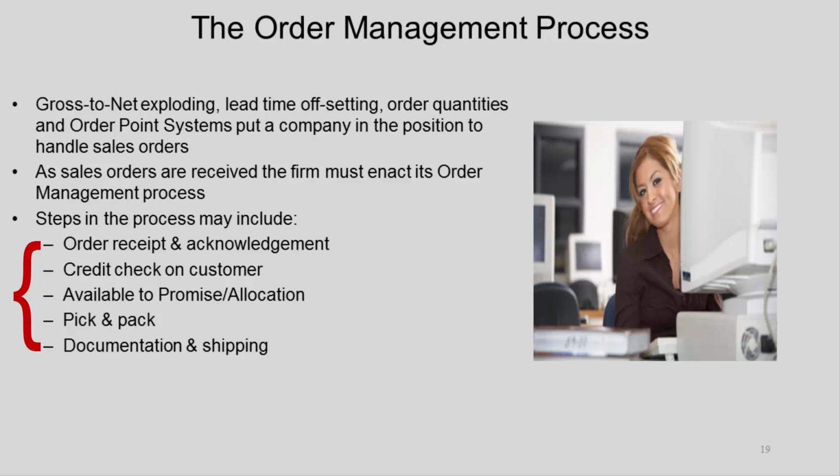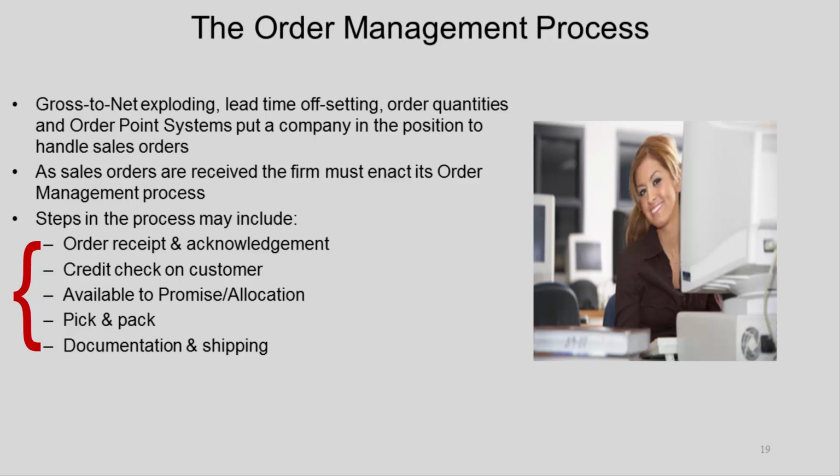Available to promise and allocation. Salespeople in a commercial, business-to-business environment are often faced with orders and the quality problem of whether or not they have enough product to promise to that customer. A customer calls their salesperson and says, oh, I have a rush shipment. I need 1,000 units of XYZ product. Can you help me out? You have to be able to engage.